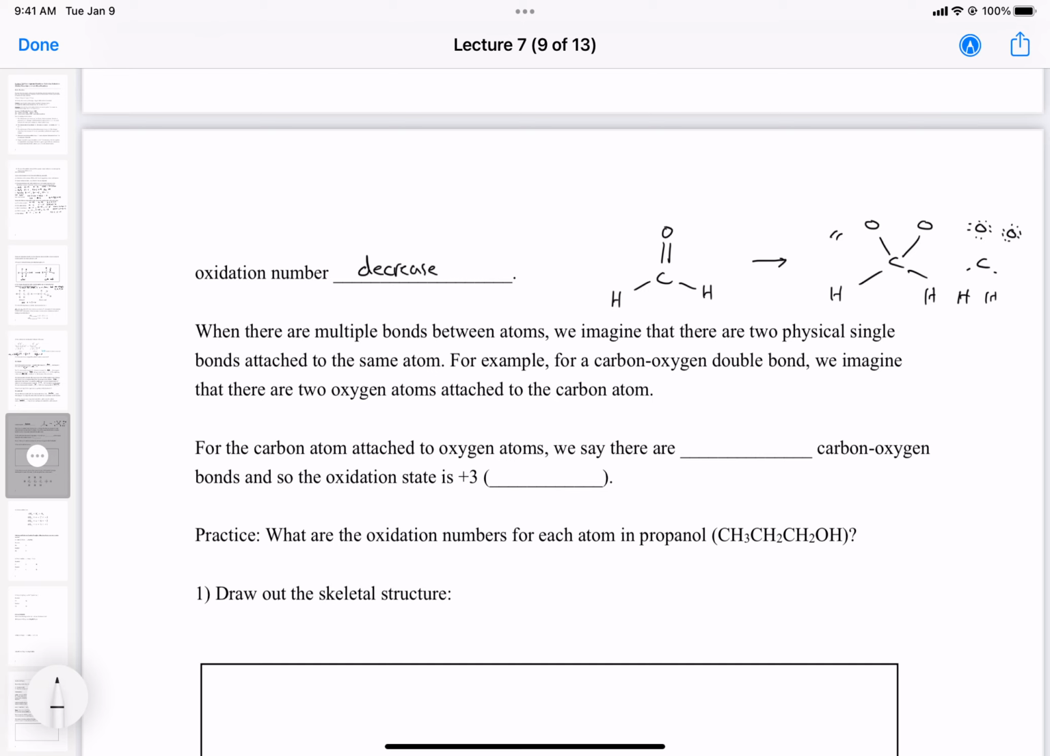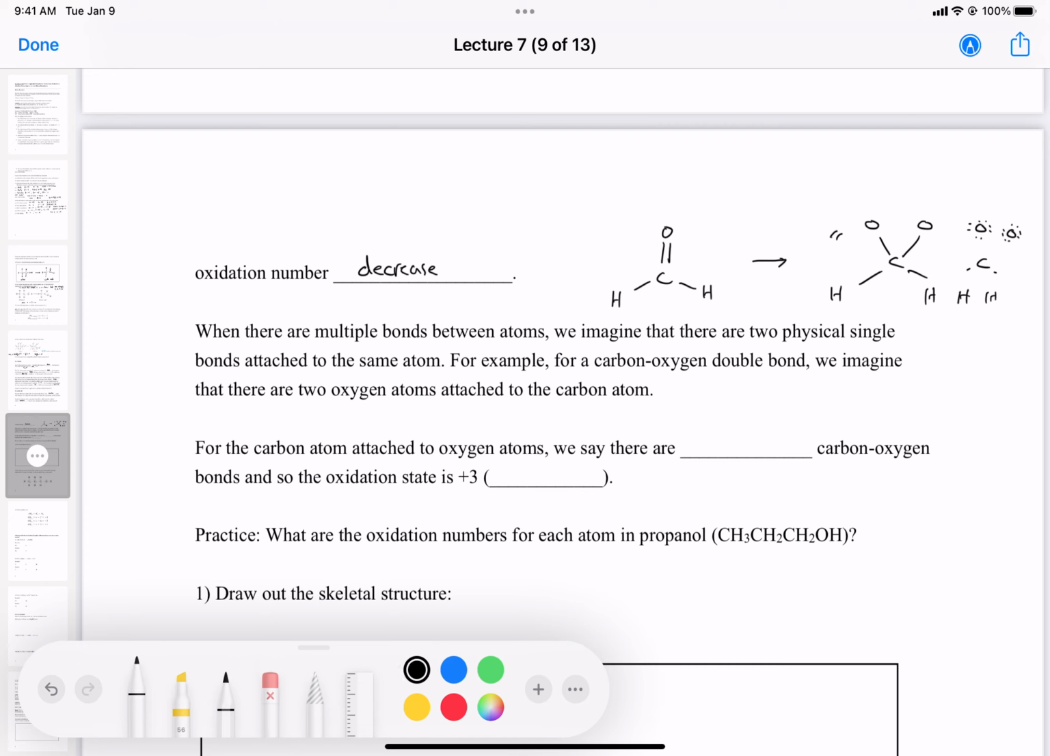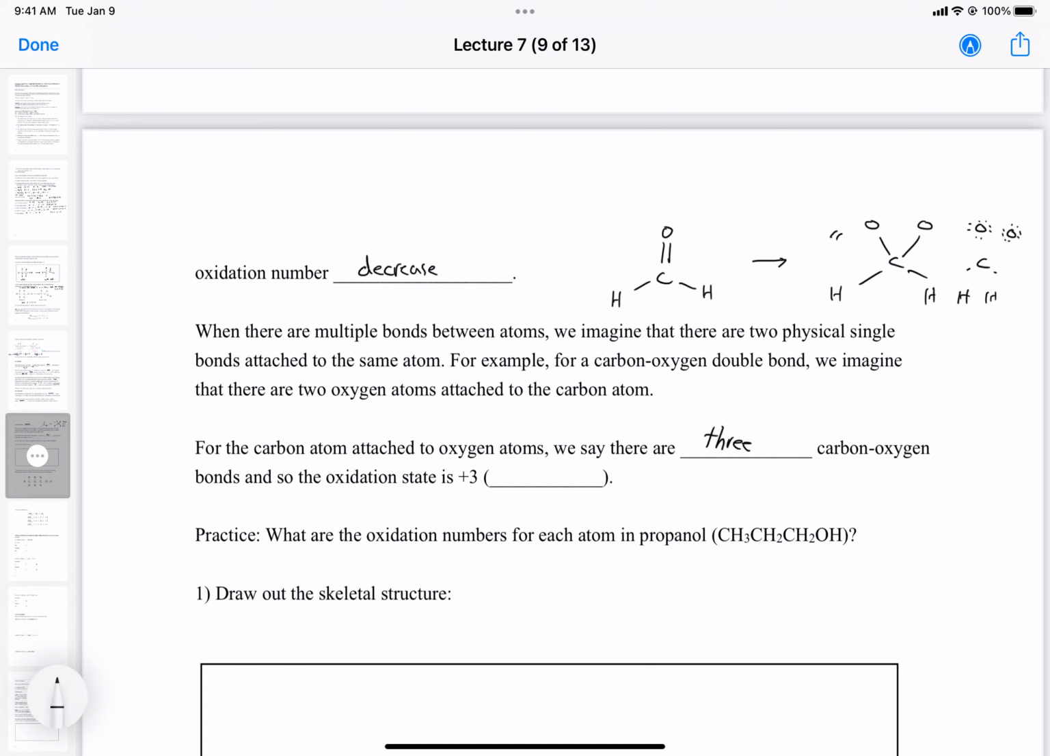So for the carbon atom attached to the oxygen atoms, we say there are 3 carbon-oxygen bonds, right? Because the double bond counts as 2 bonds to carbon from oxygen atoms. So the oxidation state is +3, that is, +1 times 3. Okay? All right.